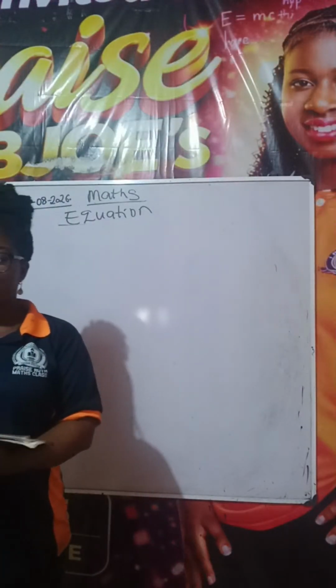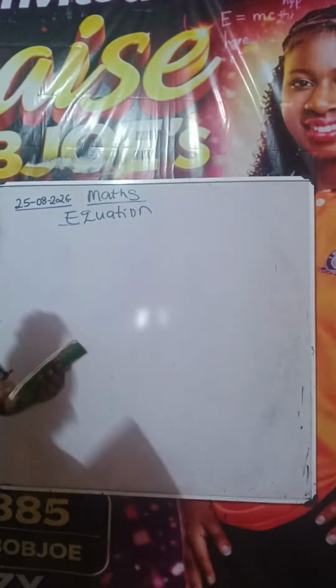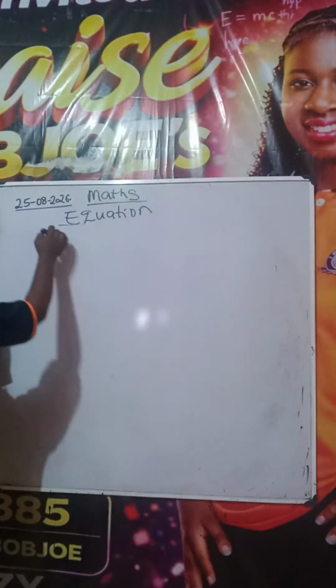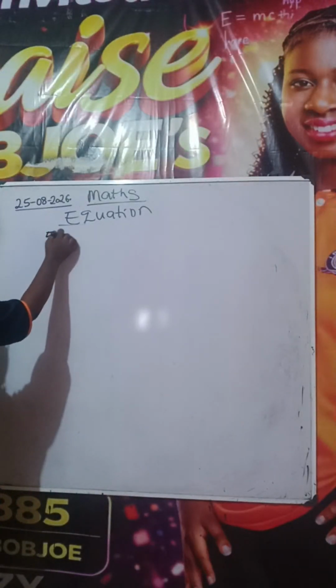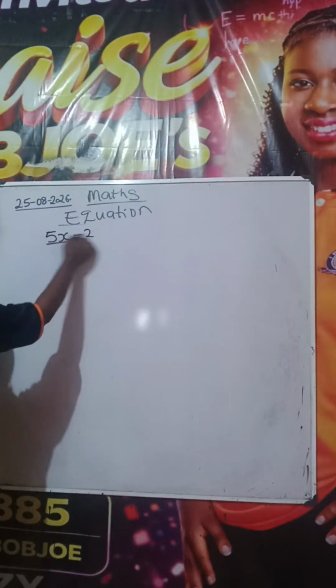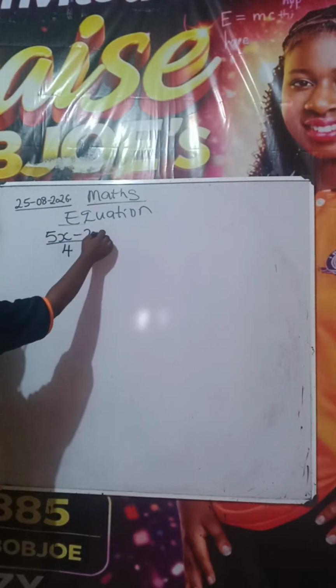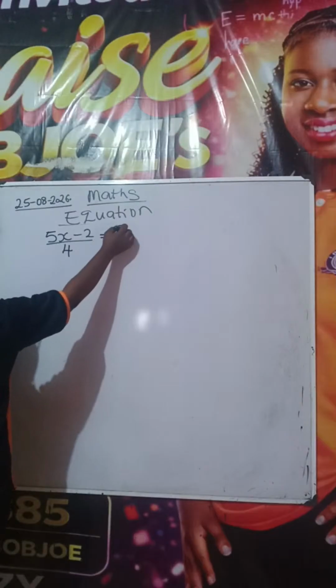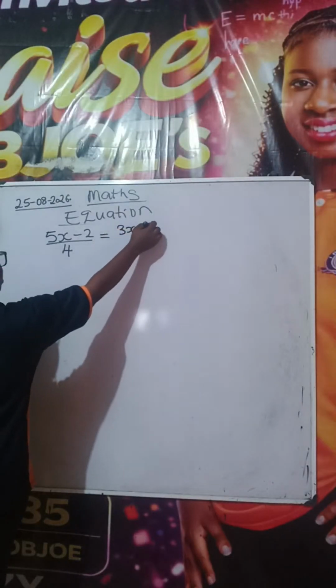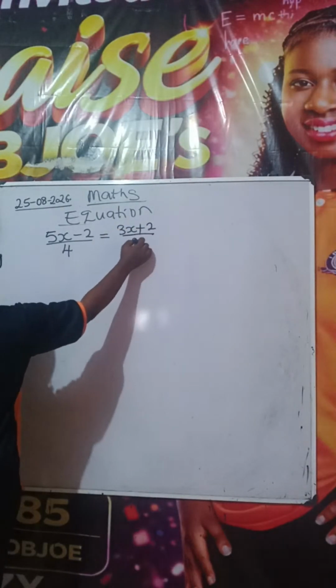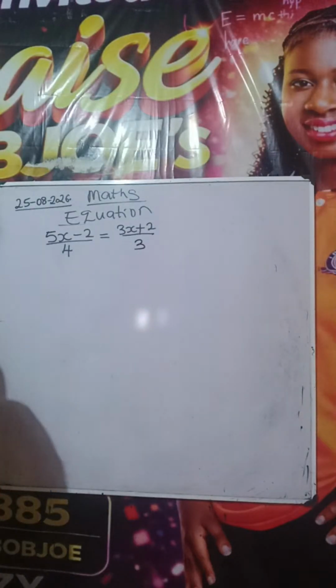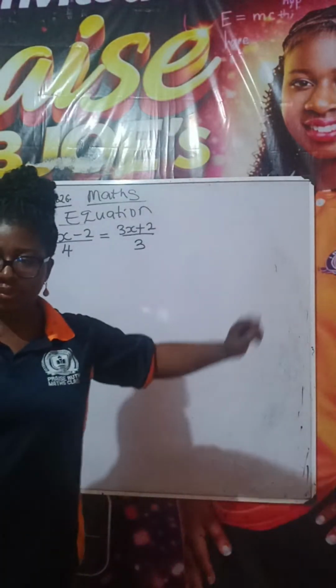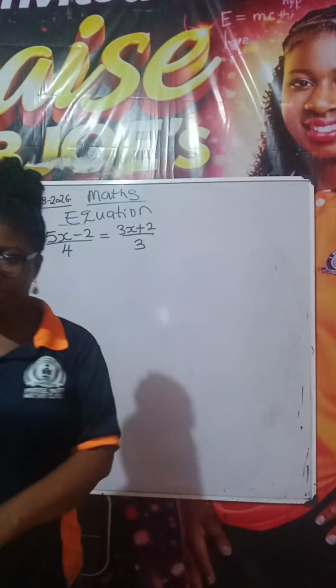Now what if we have something like this? What if we have something like this? 5x minus 2 all over 4 is equals to 3x plus 2 over 3. What if we have something like this?